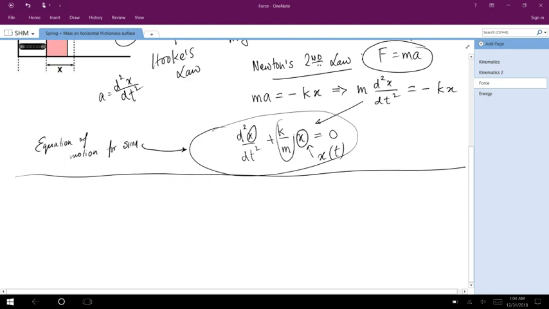K over m is one of the coefficients of the differential equation. And fortunately, k and m both are constants for us given the spring. The spring constant, as the name suggests, is a constant, and the mass of the block is also not changing. So as a function of time, the only thing that is changing is this x as a function of t.